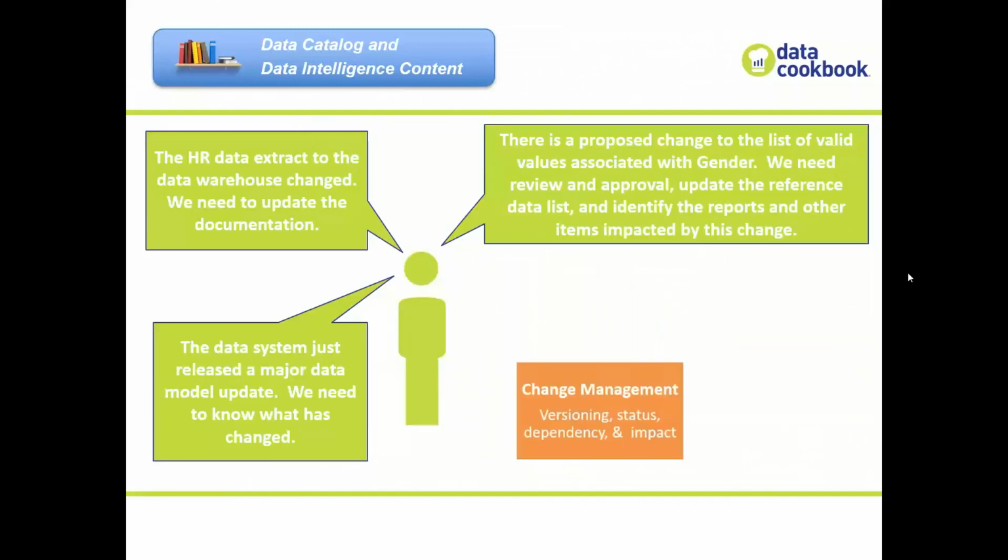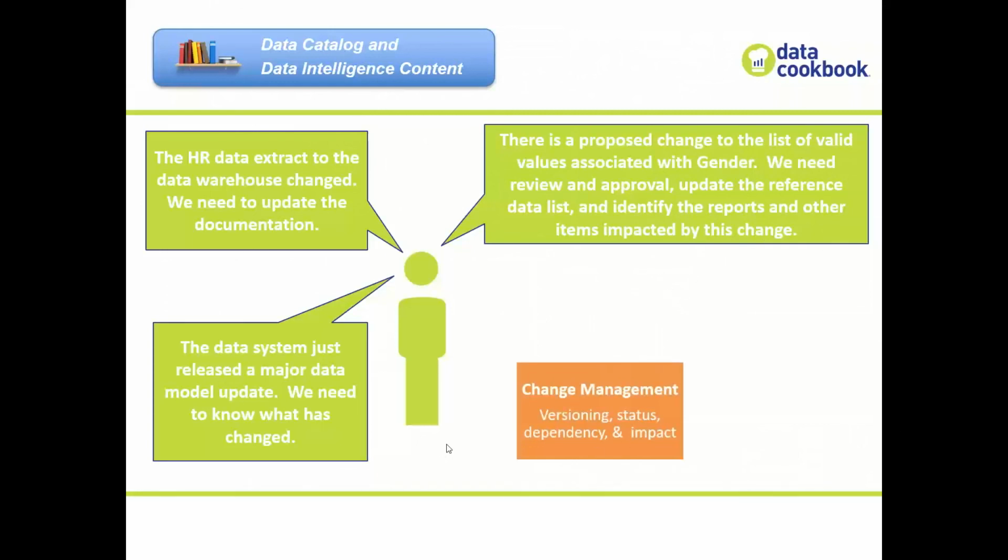The next thing is change management. So all of the information that you have around your data is going to be in flux and evolve over time. So it might be HR data extracted to the data warehouse changed, we need to update the documentation, right? Or there's a proposed change that lists the valid values associated with gender. We need review and approval, update the reference data list, and identify the reports and other items impacted by this change. So you've got a version change to some sort of thing around your reference data, but you see that has impact, that needs to get approved, and then that has impact on reports that use it, or glossary terms that use it, or data quality rules that use it. So managing that change and versioning.